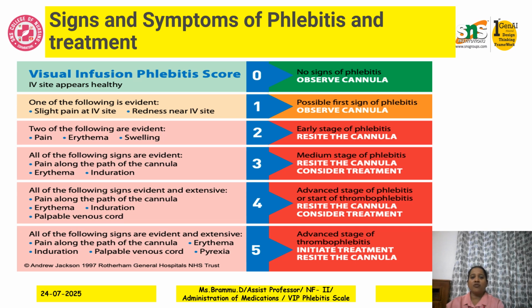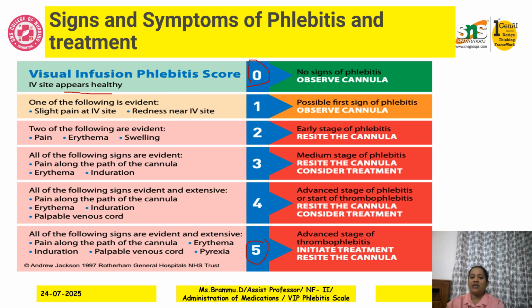So here is the scoring criteria. You can give the score starting from 0, which is the least possible score, and the highest possible score is 5. So 0, we all know, is that there are no changes, signs or symptoms of phlebitis, or there is no change in the cannula. The cannula appears as we inserted it on day 1, even on day 2. So we call it a healthy cannula.